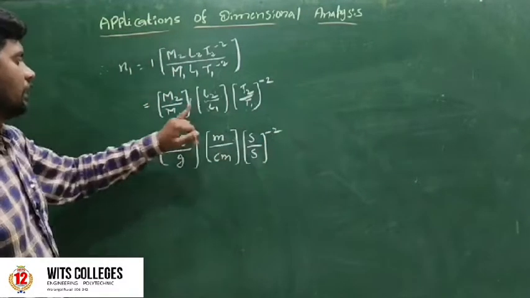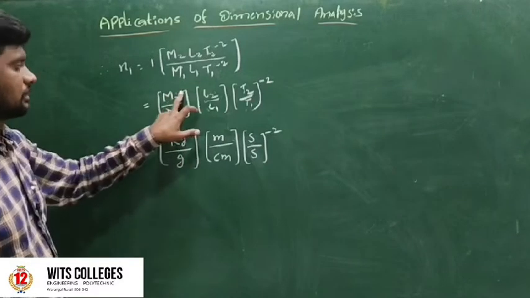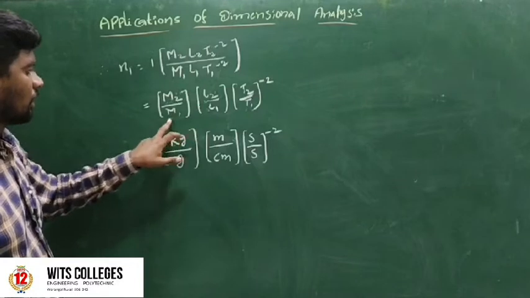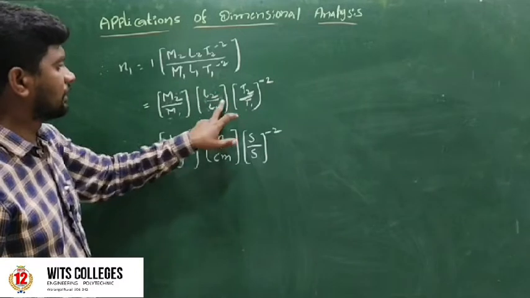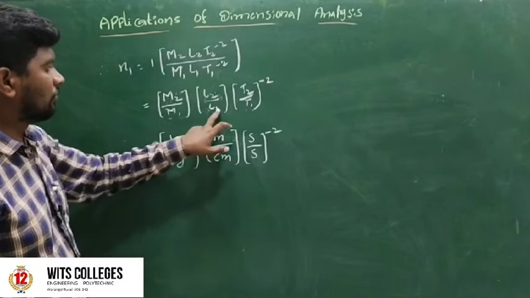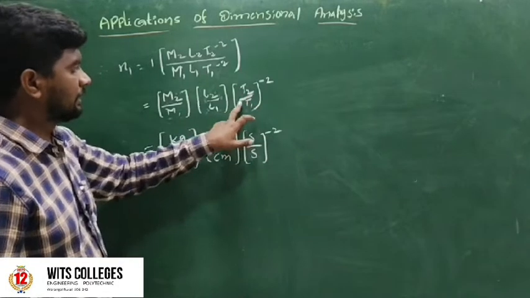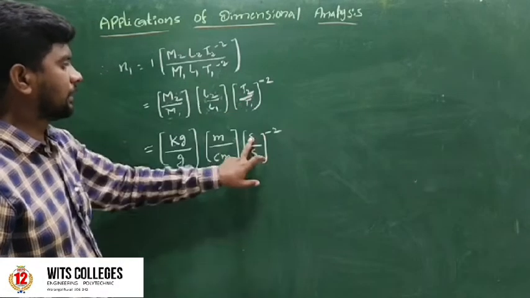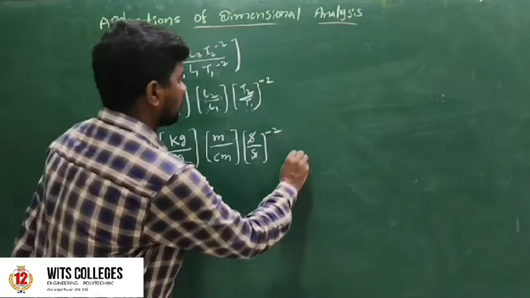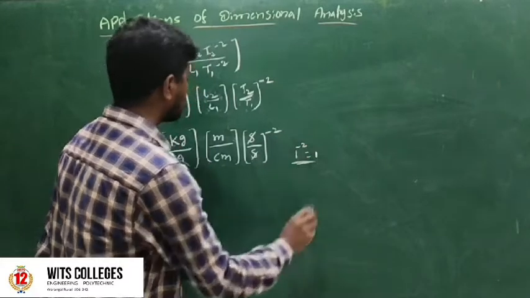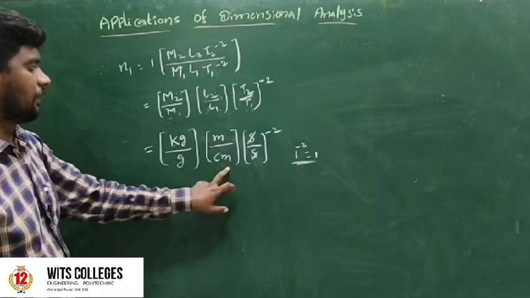Repeat once again. M2, the SI unit of mass, is the kilogram, and the CGS unit of mass is the gram. Next, L2, the SI unit of length, is the meter, and the CGS unit L1 of length is the centimeter. T2 by T1, the time in both CGS and SI systems, is the second. Second by second cancels to 1, and 1 to the power of minus 2 equals 1. Next, kg by gram, meter by centimeter, into 1.